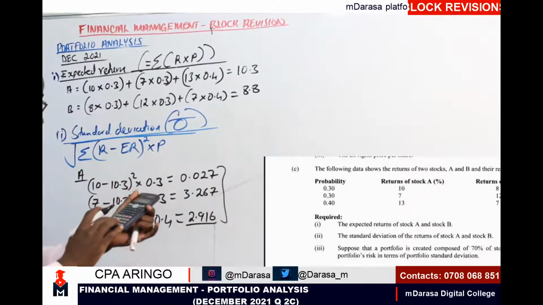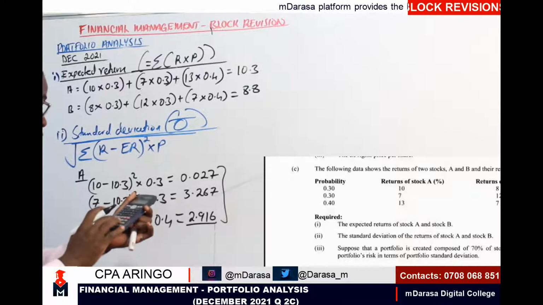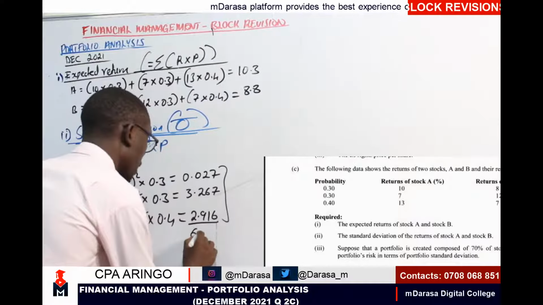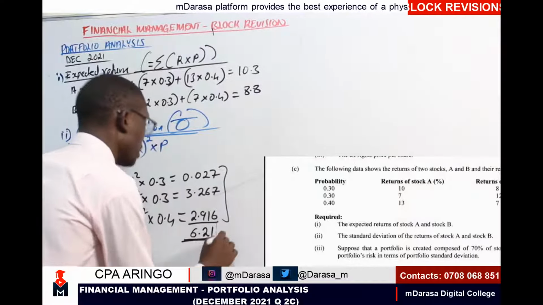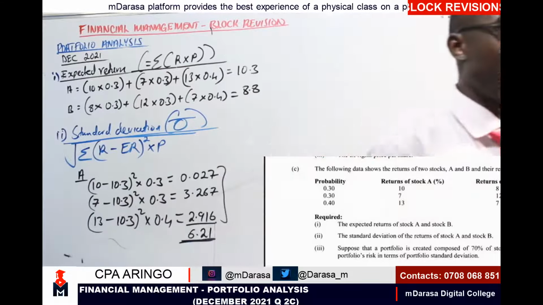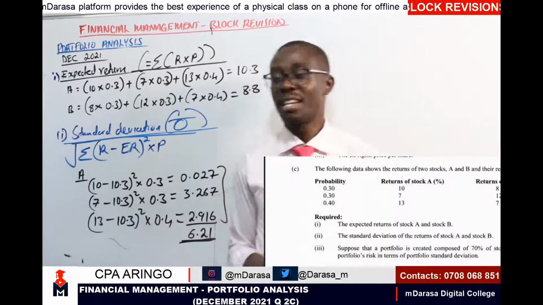So that summation should give us 2.916 plus 3.267 plus 0.027, to give us a figure of 6.21. This is our variance, right? That is our variance that we determined. And our main interest is to determine the standard deviation.